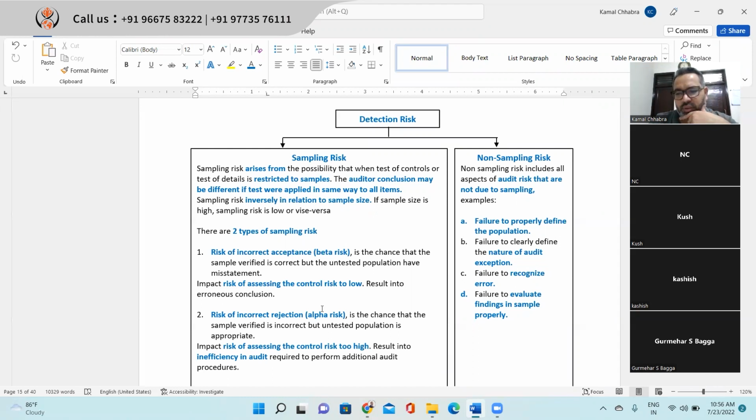Kashish, Gurmehar, Nimisha, all good? The second one seemed a little confusing. Simple, it's very simple.